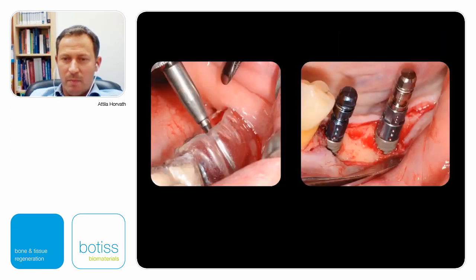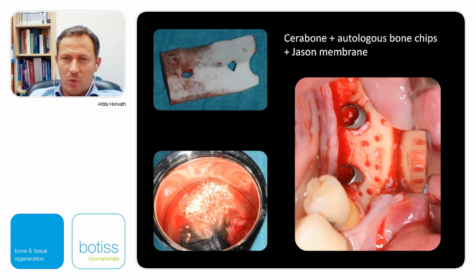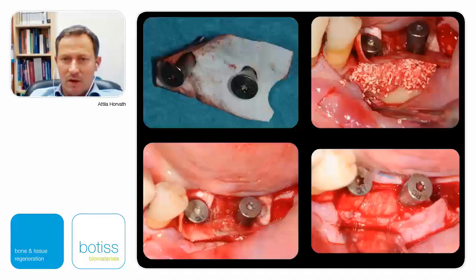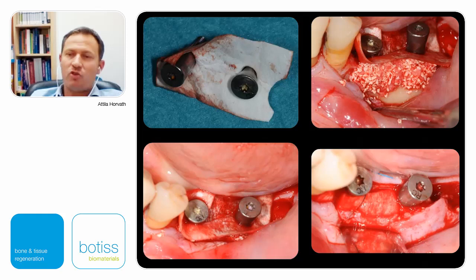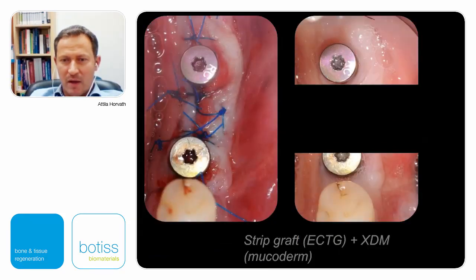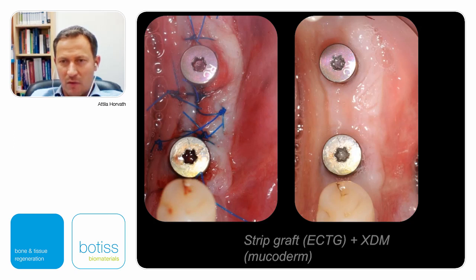So place the implants. They did some contour augmentation with cerabone and Jason membrane with a booster method, with a combined graft, autograft and xenograft, resorbable membrane. And again see the amount of soft tissue, keratinized tissue we have 6 months after the soft tissue grafting.